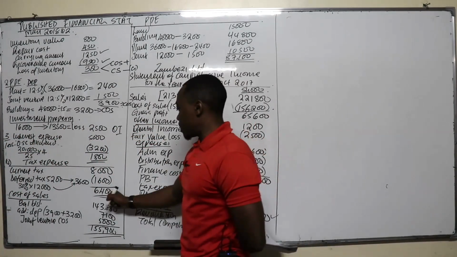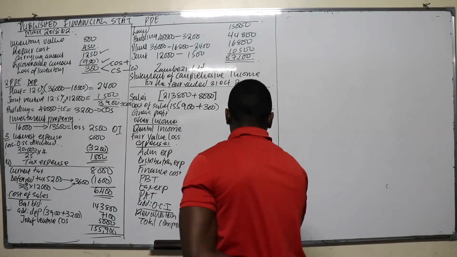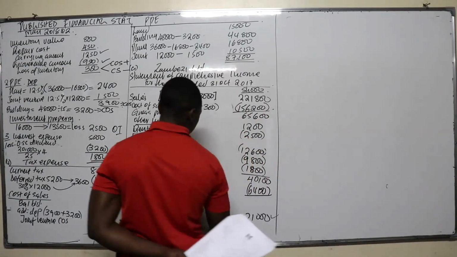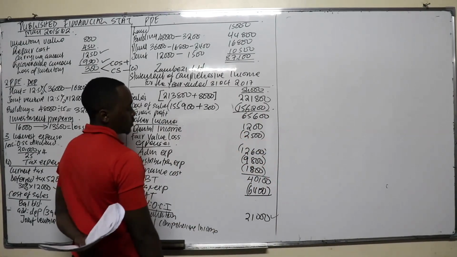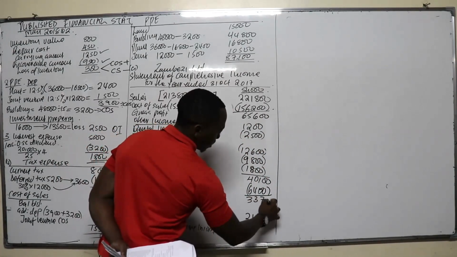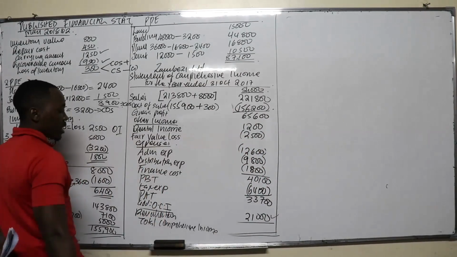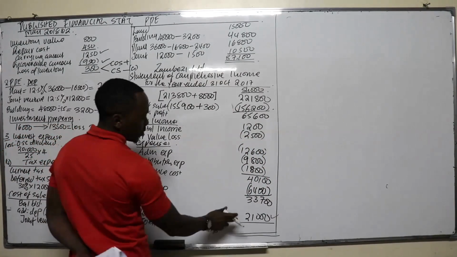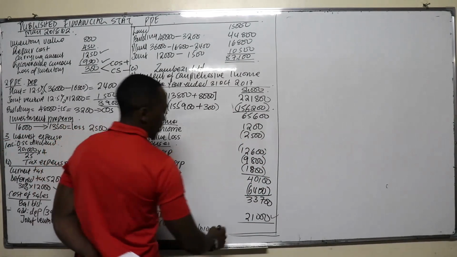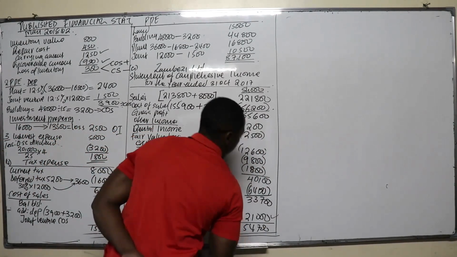At the tax expense, we have 6,400. So give me the profit after tax. 33,700. Once you get the profit after tax, you add a revaluation gain of 21. That one you get 54,700.